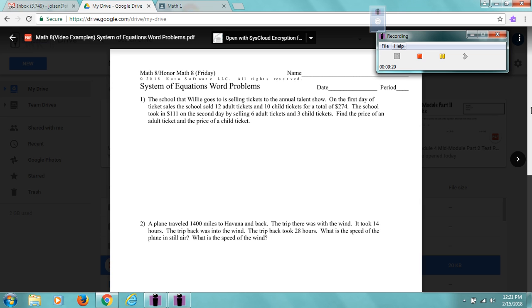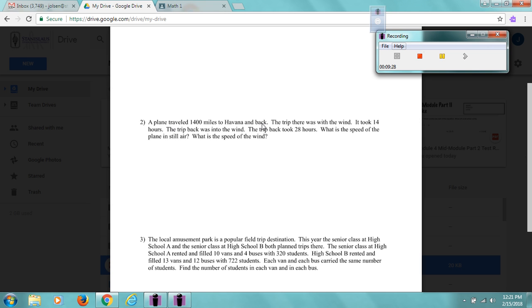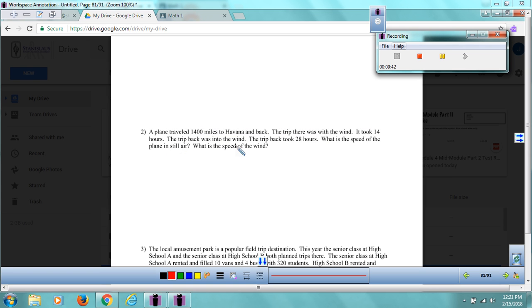All right, so now we're on to box 2. We got a plane travels 1,400 miles to Havana, Cuba, and back. The trip there was with the wind. It took 14 hours. The trip back was into the wind. The trip back took 28 hours. What is the speed of the plane in still air? What that means is still air. It means just how fast was the plane going if it wasn't affected by any type of wind.